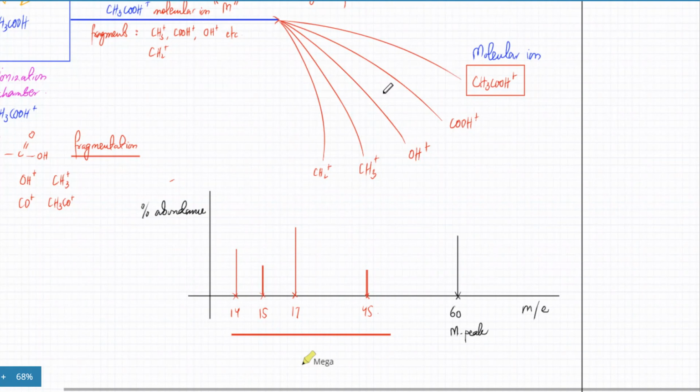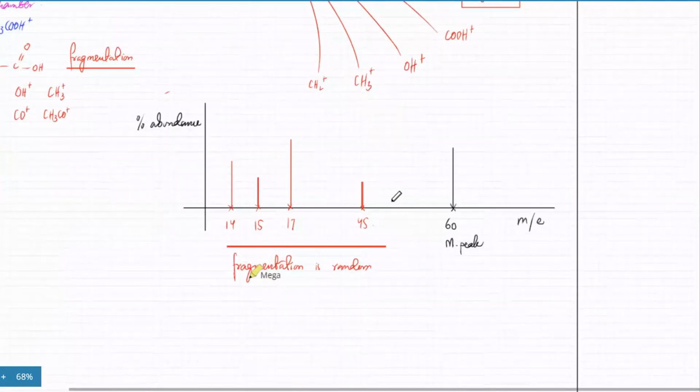If I detected 100 particles, some of them would be this one, some would be this one, so all these particles would come in some random order. So fragmentation, remember, is random, and the percentages can vary.